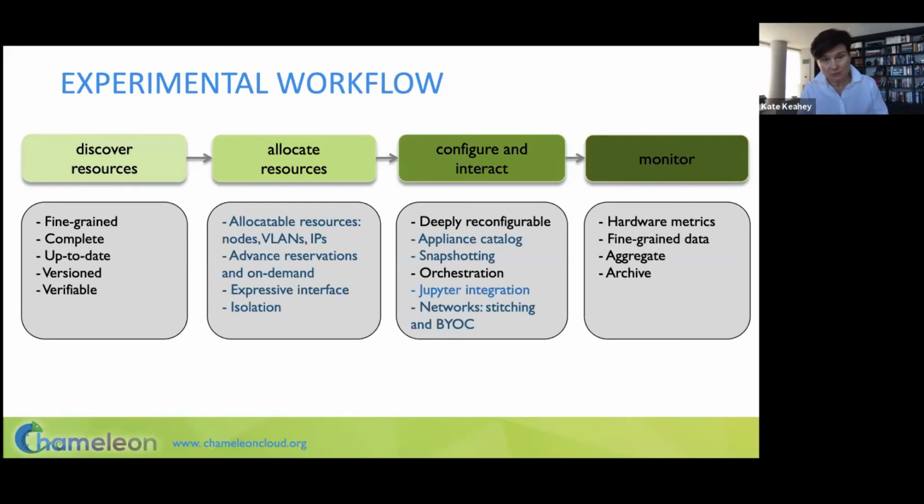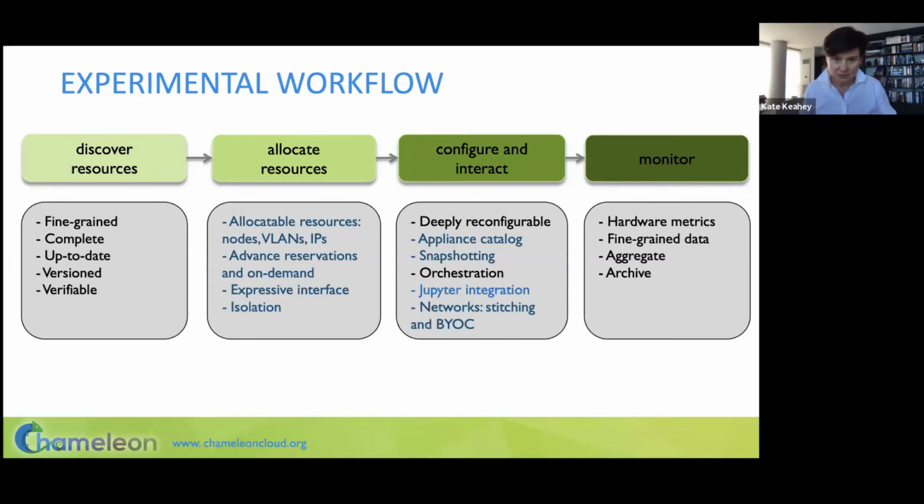And we allow you to discover resources. They're described at a very fine-grained level. The descriptions are kept up to date, and they're also kept versioned, which is important from the perspective of reproducibility in computer science. I'll talk about that later, but since the beginning of the project, we have had over 100 different versions of the testbed itself. Anytime we add hardware or upgrade firmware, there's a new version. And then you have to allocate resources. So like I said, generally speaking, you want to come and say, I want the resources right now.